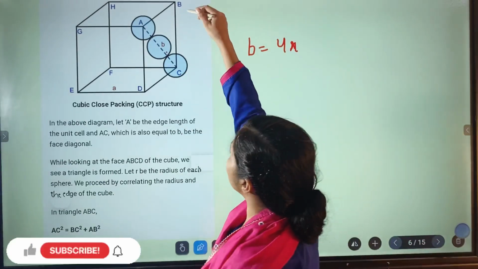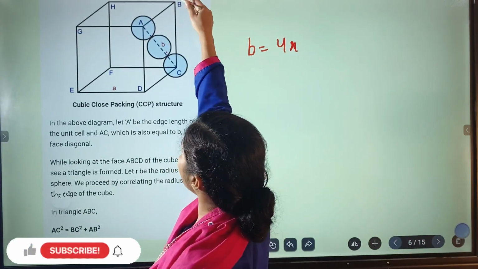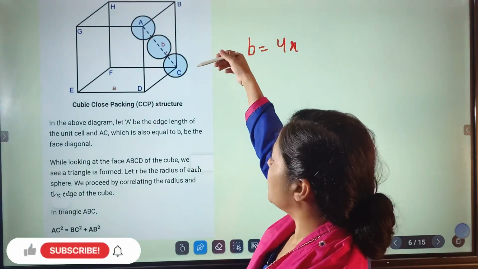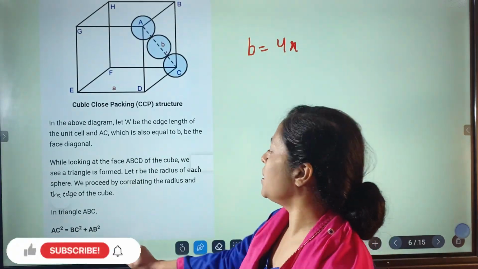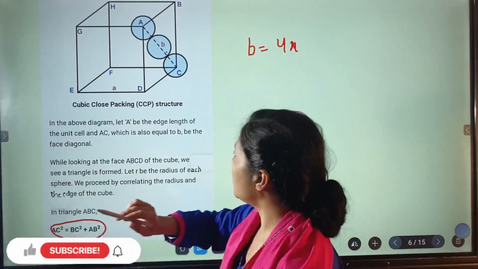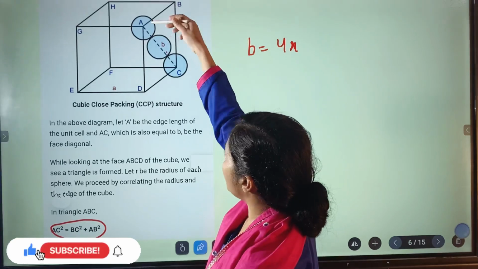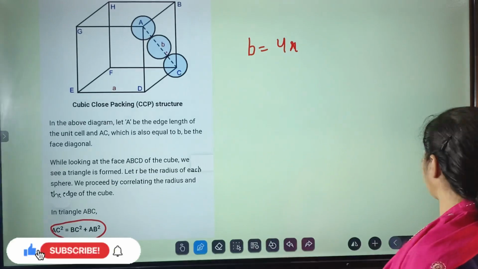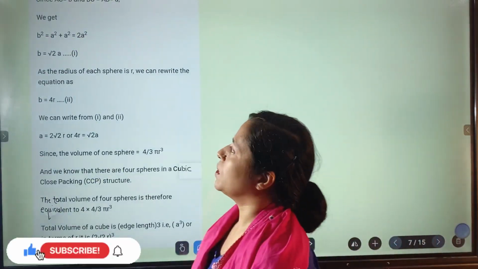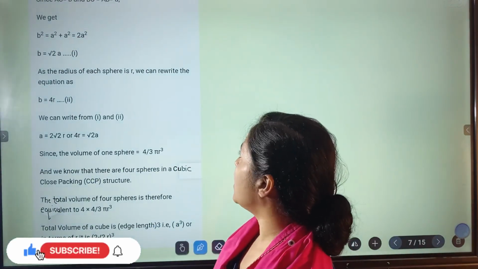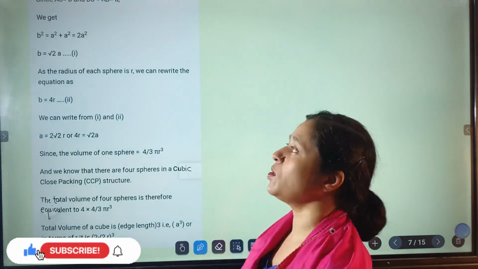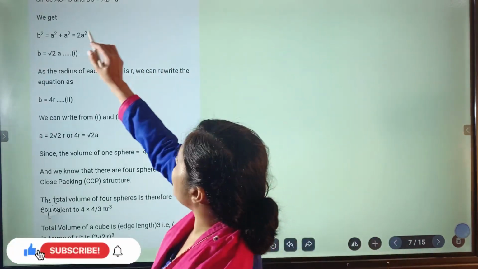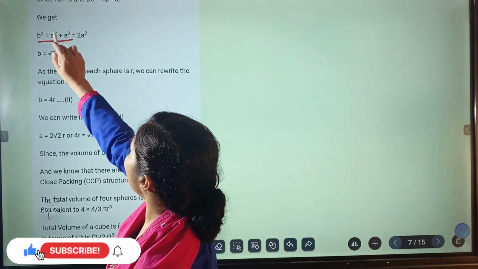So we are just considering this triangle A, B and C. Angle B is 90 degrees. So we can say that AC is the hypotenuse. Then we apply the Pythagoras theorem in it. AC square is equal to AB square plus BC square. According to Pythagoras theorem, the square of the hypotenuse is equal to the sum of the squares of the remaining sides. So we can say that b square is equal to a square plus a square.